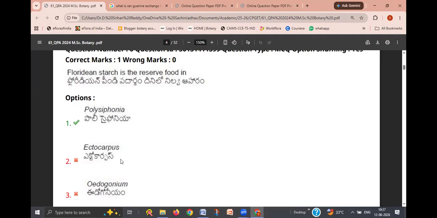Ectocarpus. What is Ectocarpus? It is a brown algae, also called Phaeophyceae. So what is the reserve food material? Laminarin starch, in the form of mannitol and laminarin. These are the two reserve food materials present in Ectocarpus, that is the Phaeophyceae or brown algae.